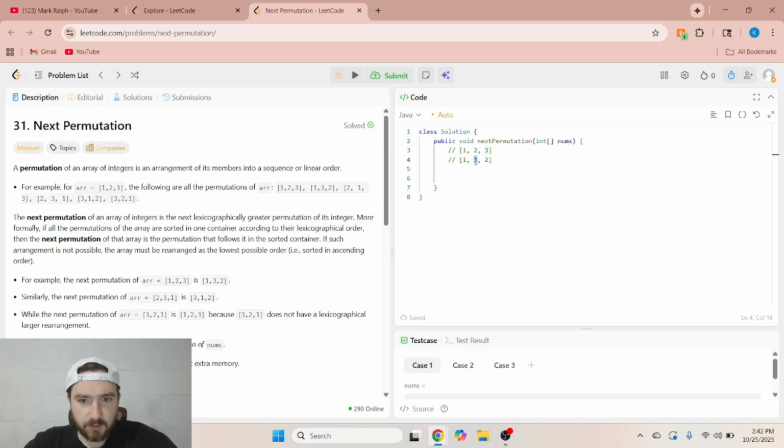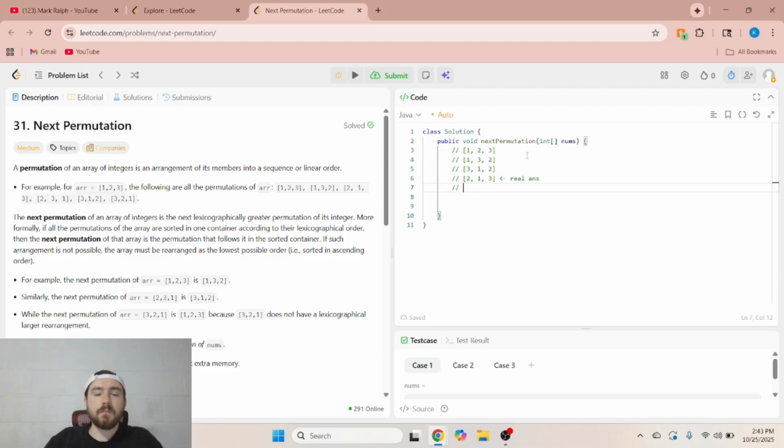Okay, so we look, and now we're looking at 1, and then we switch 1 and 3, then that gives us 3, 1, 2 for our next. Well, that's not going to work because we don't go from 1, 3, 2 to 3, 1, 2. It'd actually be 2, 1, 3 would be our next, right? That'd be our real answer. Okay. So how do we get 2, 1, 3 instead of 3, 1, 2?